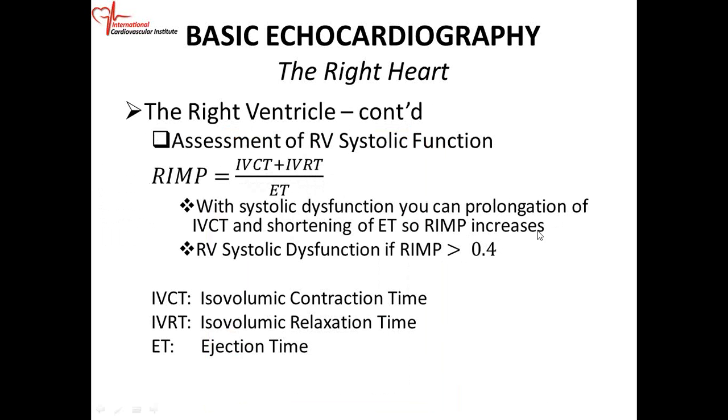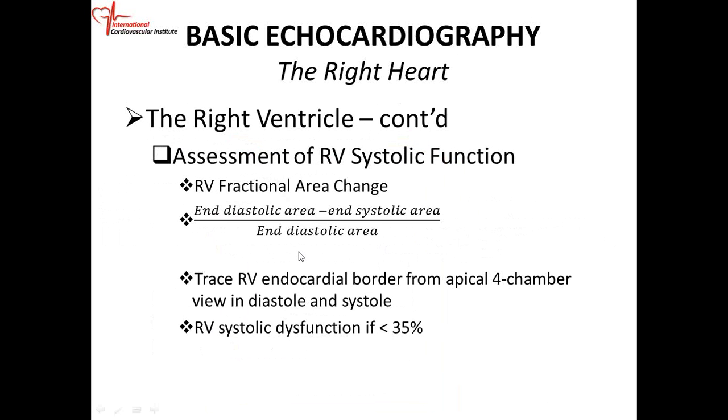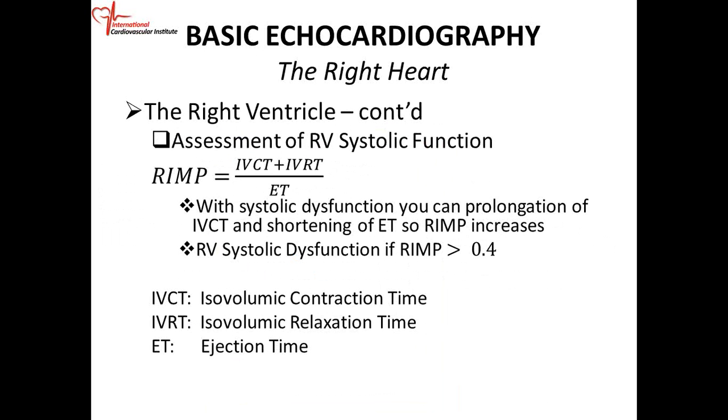With systolic dysfunction, you can get prolongation of the IVCT and shortening of the ejection time. So the RIMP increases. With systolic dysfunction, the RIMP is usually greater than 0.4. So when you put in all your values, it will be greater than 0.4. Okay. Again, IVCT, isovolumic contraction time, IVRT, isovolumic relaxation time, and ejection time.